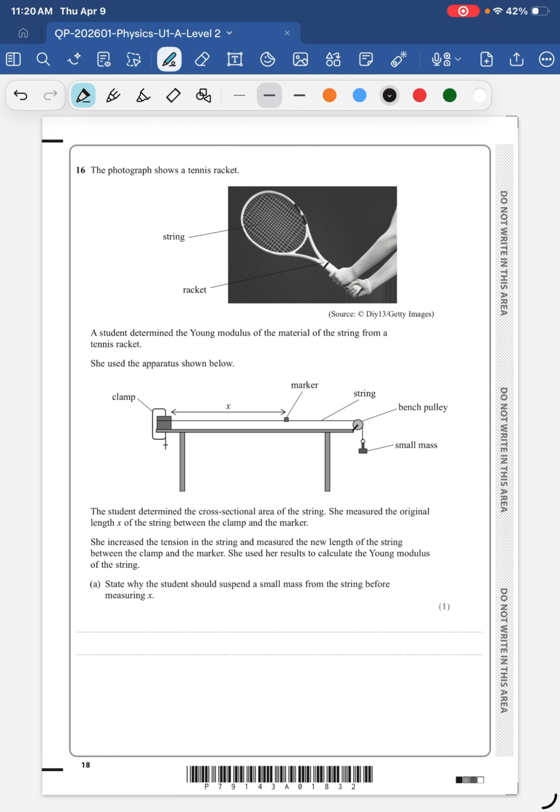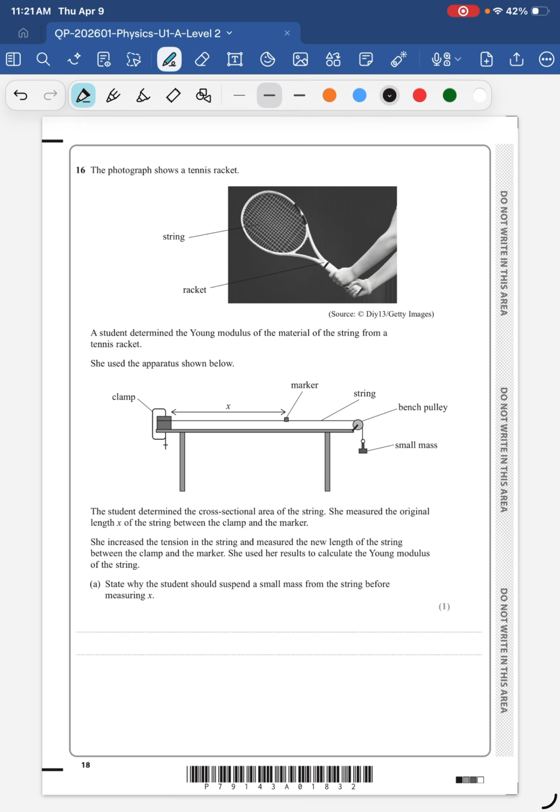So anyway, okay, we have the string and the racket. A student determined the Young modulus of the material of the string from a tennis racket. She used the apparatus shown below. Okay, we have the clamp, the marker, the distance x, the string, bench pulley and a mass. The student determined the cross-sectional area of the string. She measured the original length x of the string between the clamp and the marker. She increased the tension in the string and measured the new length of the string between the clamp and the marker. She used her results to calculate the Young modulus of the string.